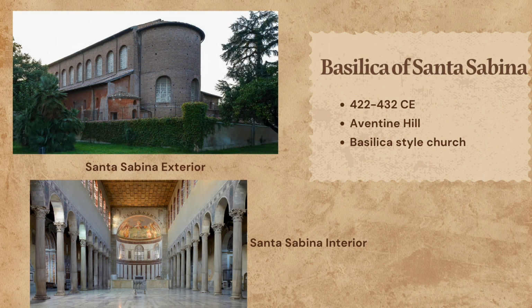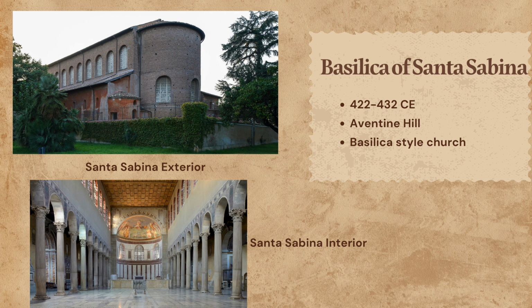The other early Christian work on the required list is the Church of Santa Sabina. It's the oldest extant ecclesiastical basilica in Rome, dating from the 5th century CE. Construction began in 422 and finished a decade later. Located on the Aventine Hill, the basilica is dedicated to an early martyr named Sabina. She was beheaded in the 120s during the reign of Emperor Hadrian.